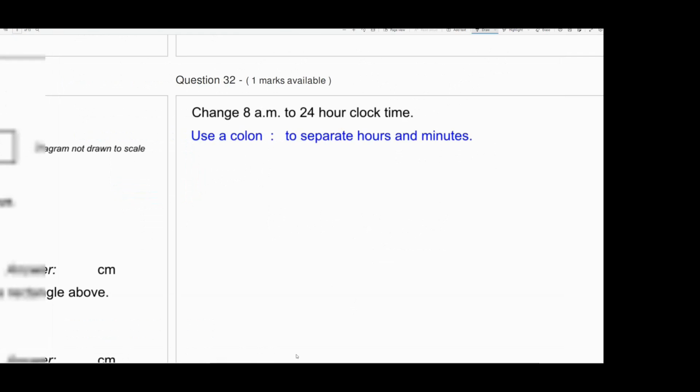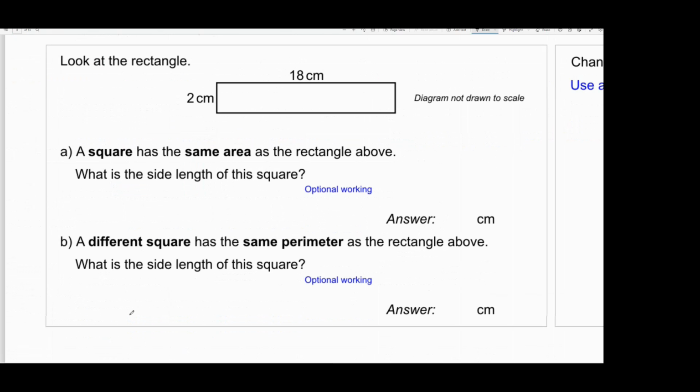Okay, so let's move on. This one's a bit tricky actually, but let's do it. So number 31. A square has the same area as the rectangle above. What is the side length of this square? So first of all, how would I get the area of that rectangle?